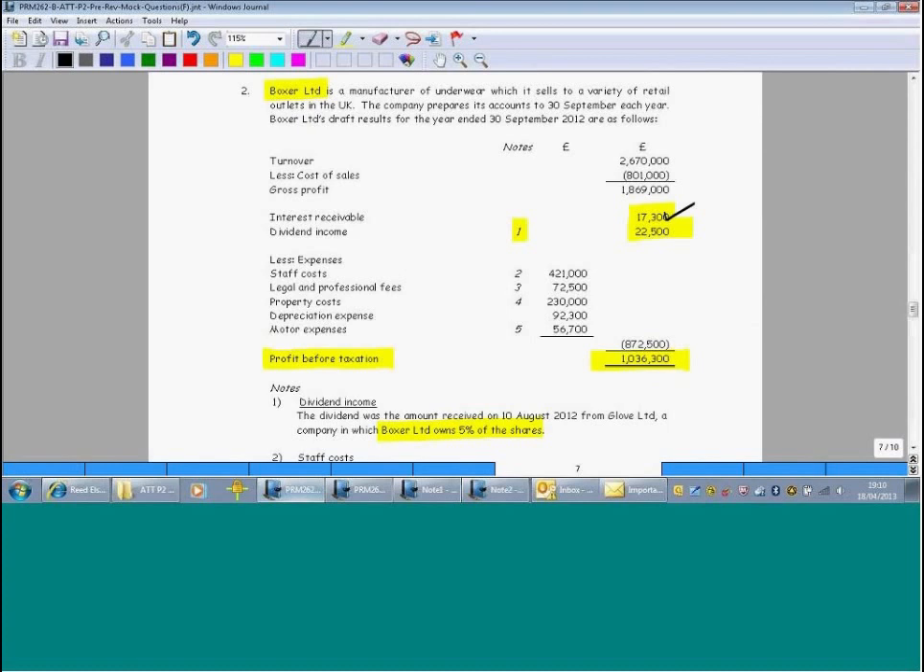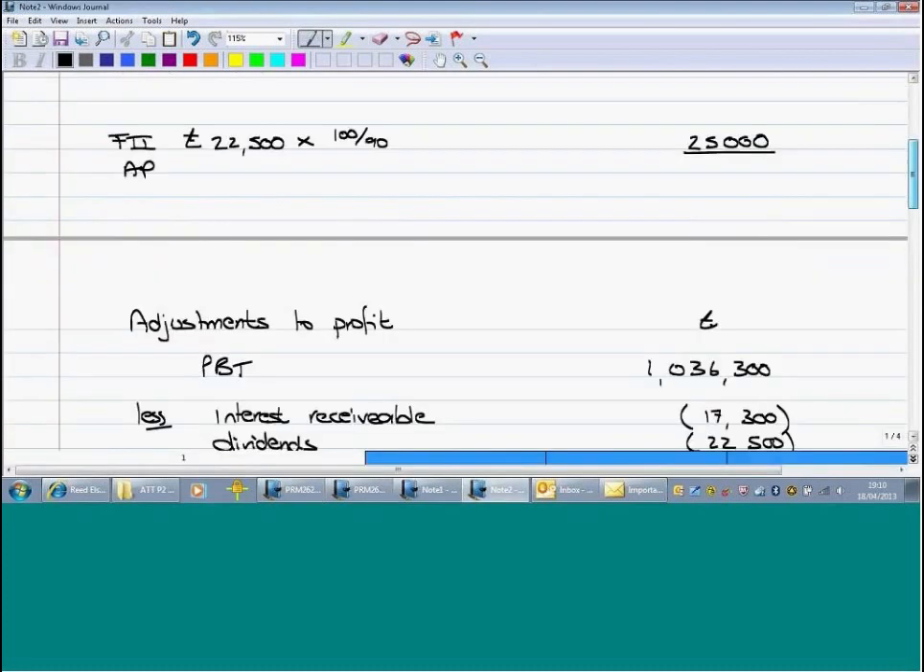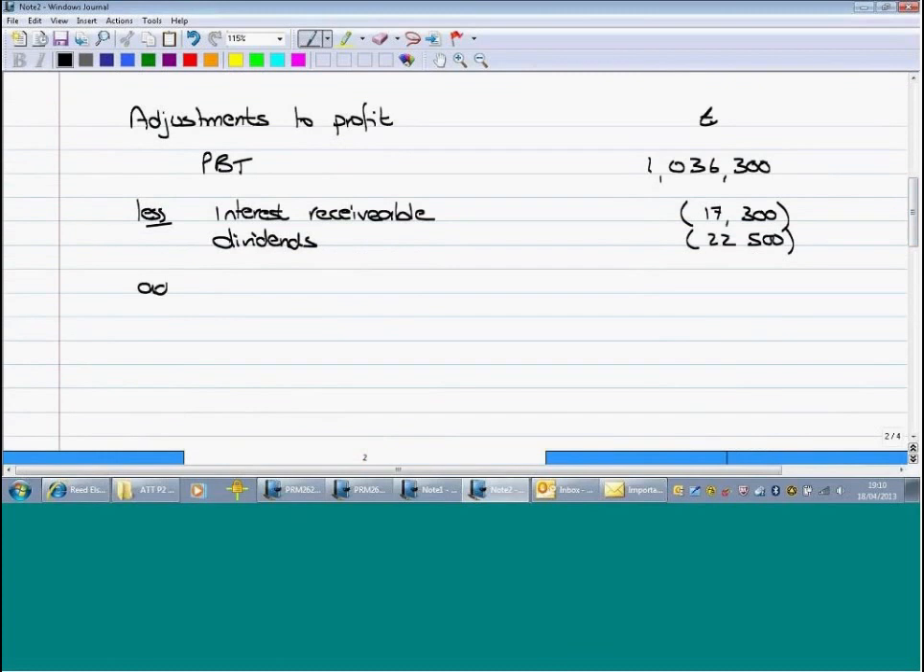We're looking down this list of expenses here. Staff costs, legal and professional fees, so far, no issues. Property costs, sounds okay. Depreciation expense, however, I know I have to add back. So I'm going to add that back straight away, £92,300. And in my adjustments to profits working, I'm going to add back depreciation.